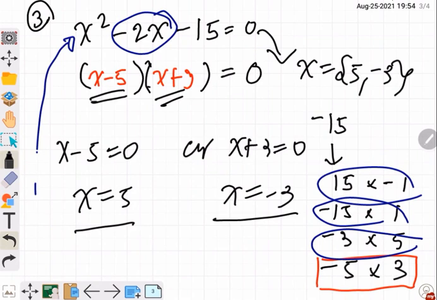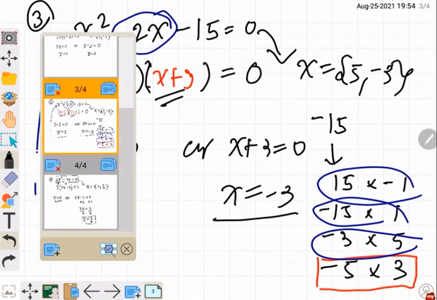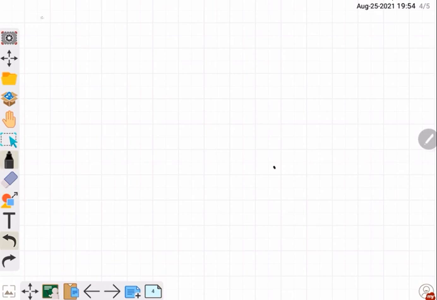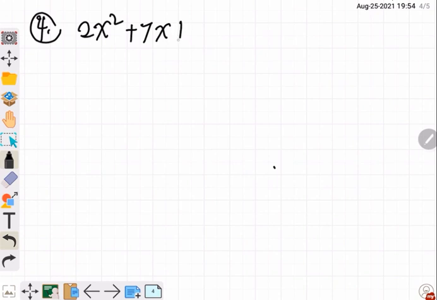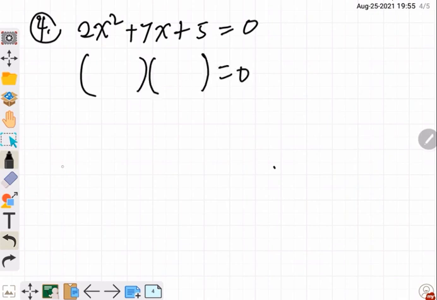So let's give another example for factorization using the multiplication frame, number 4. Okay, so let us say we have 2x squared plus 7x plus 5 equals 0. Then let's try to use the frame.